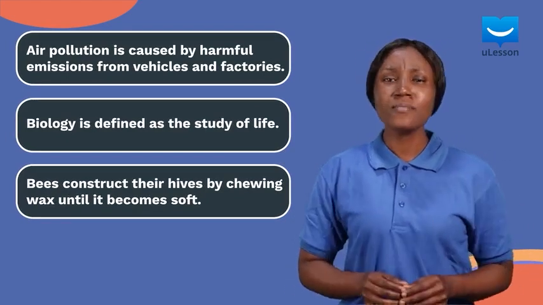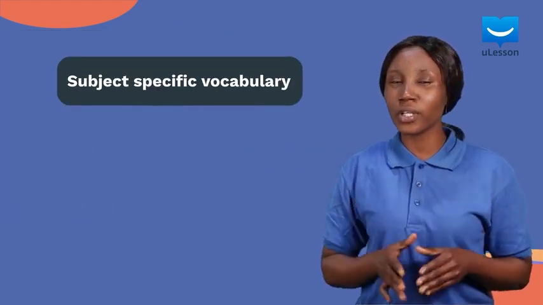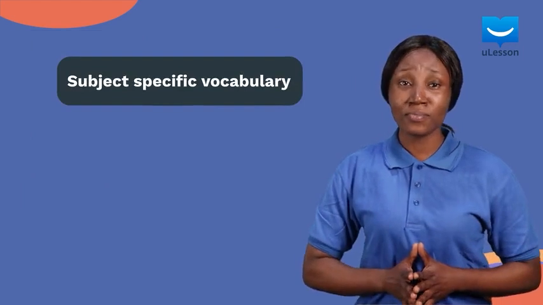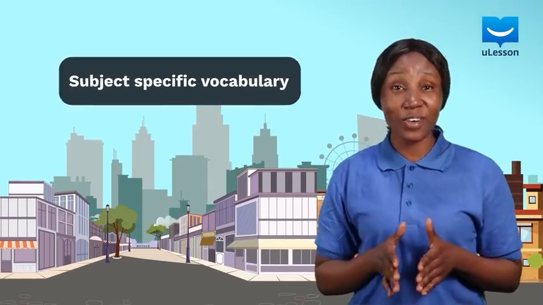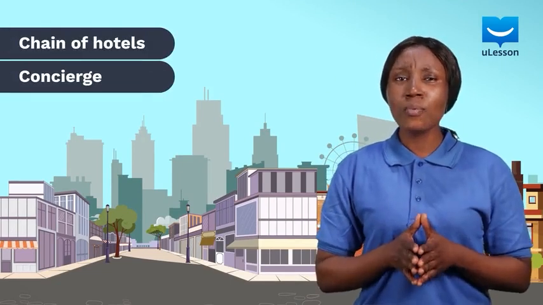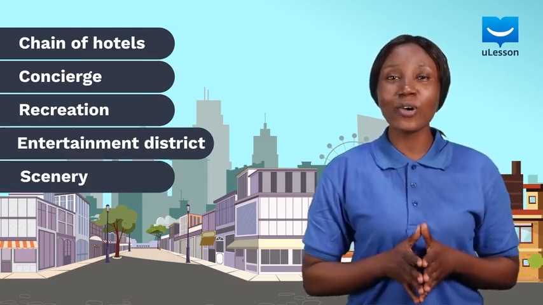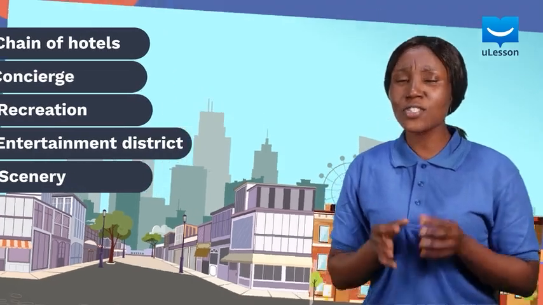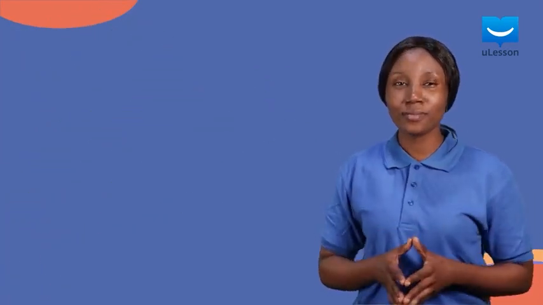Okay, secondly, informative writing demands that you use subject-specific vocabulary. What does that mean? Well, if you're writing an article about travel destinations in Nigeria, your choice of words would mostly be those used in the field of tourism, such as chains of hotels, concierge, recreation, entertainment districts, scenery, and so on. In other words, the topic of your essay will determine the choice of vocabulary that you would use.